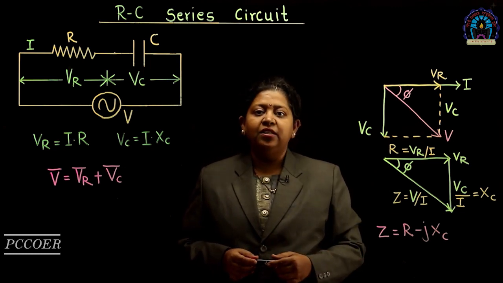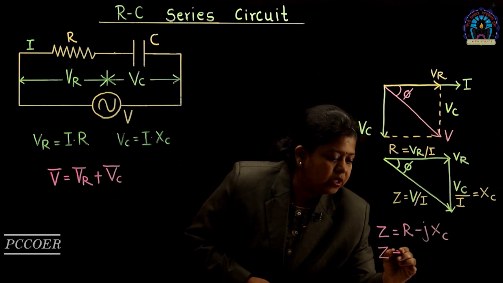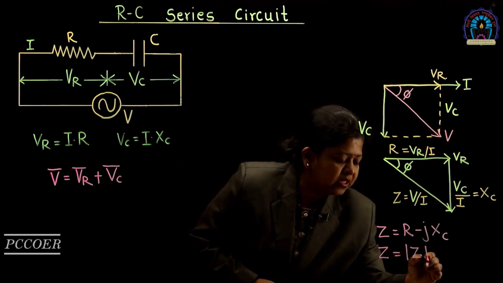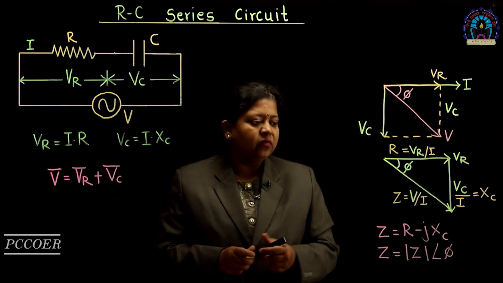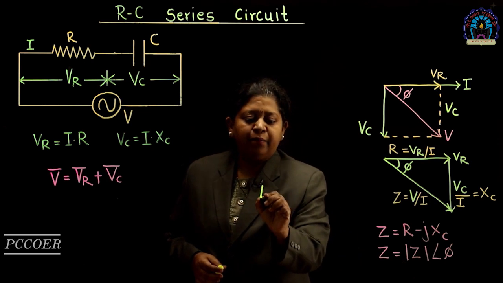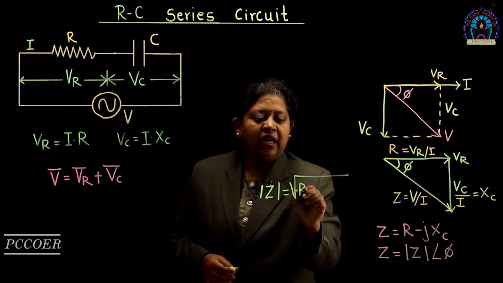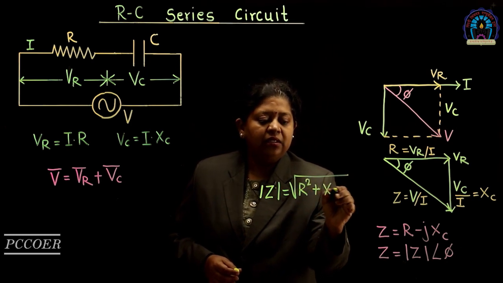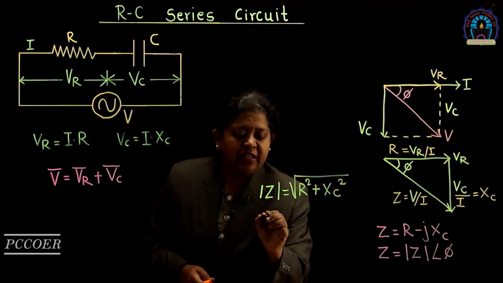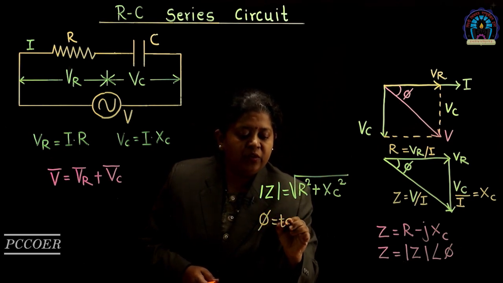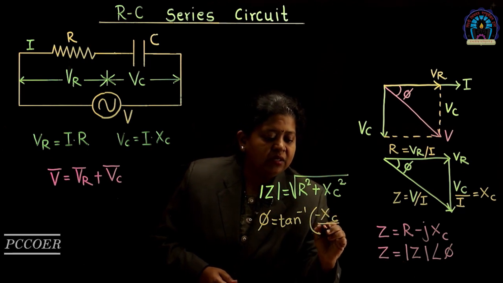This form of representation is the rectangular form, and in polar form we can write Z is equal to mod Z at an angle phi, where mod Z is the magnitude of impedance, given as mod Z is equal to under root of R square plus Xc square, and angle phi is given equal to tan inverse of minus Xc upon R.